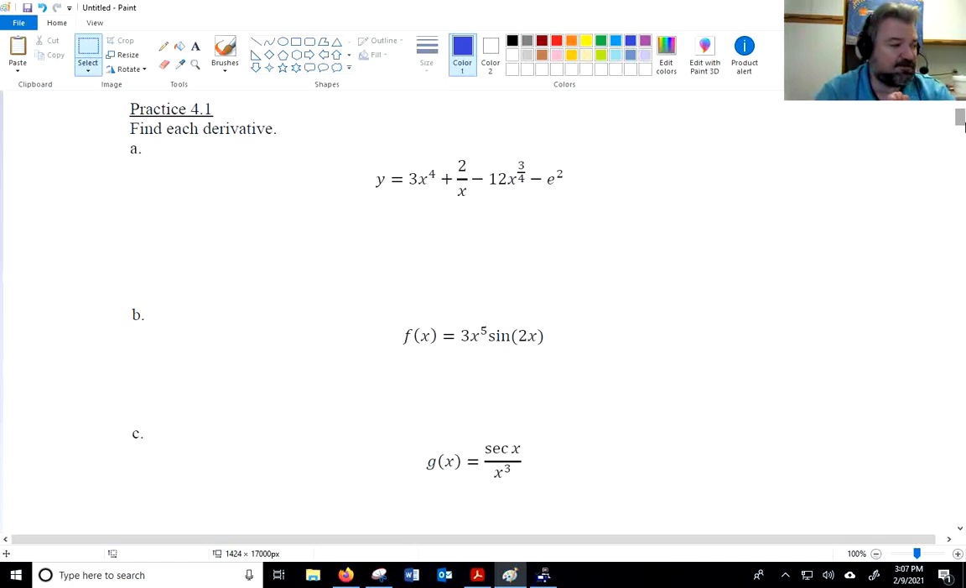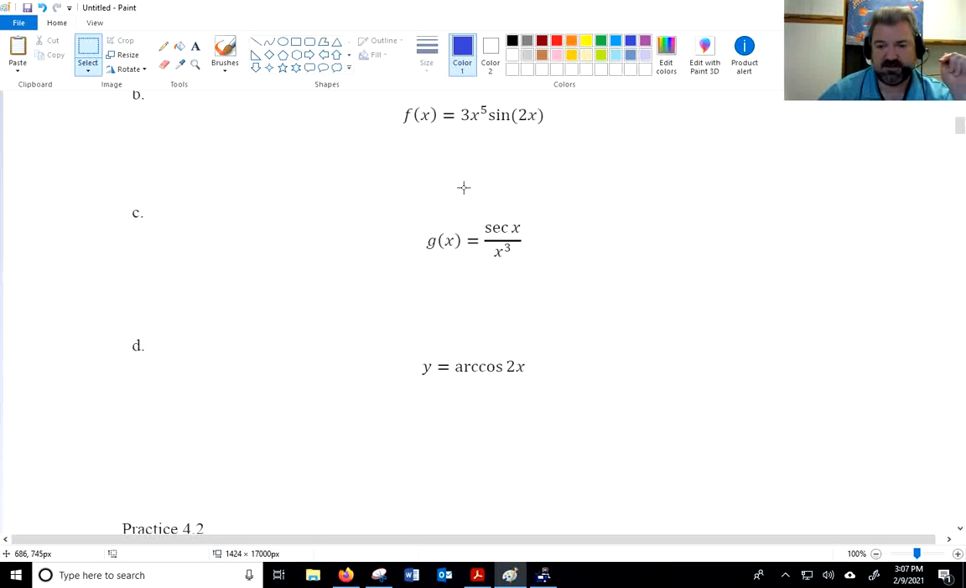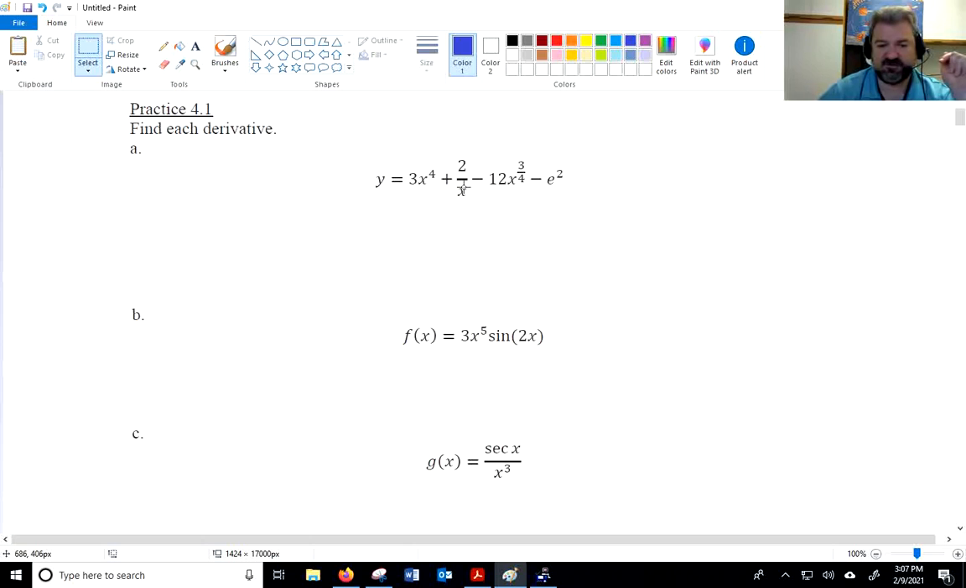So I got a couple of sections of practice problems. I want to start by finding the derivative of each of these functions, and then we'll go over and check your work. So give it a try.